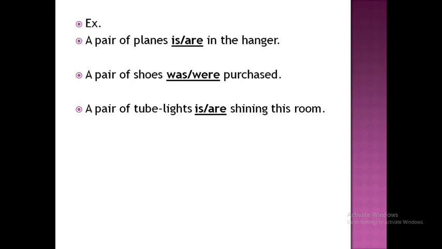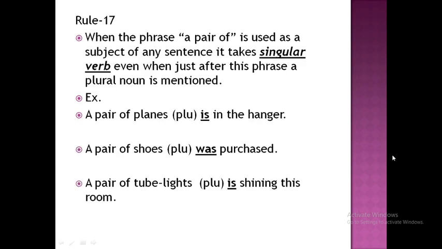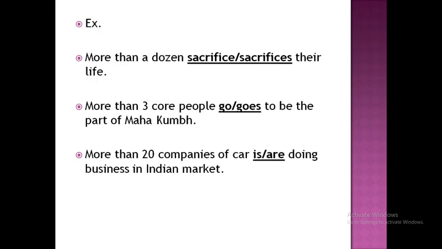How many tube lights did you purchase? A pair of tube lights. So that is all about something which is important to decide the verb. Rule number 17 says, when the phrase "a pair of" is used at the place of a subject of any sentence, it takes a singular verb, even when just after this phrase a plural noun is mentioned. So the sentences are formed as: A pair of planes is in the hanger, a pair of shoes was purchased, and a pair of tube lights is shining in this room.